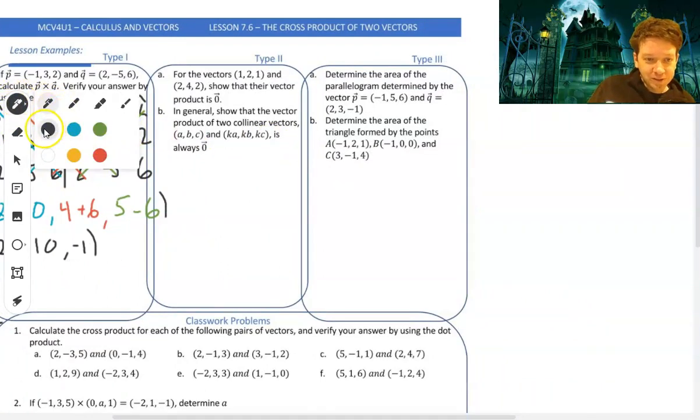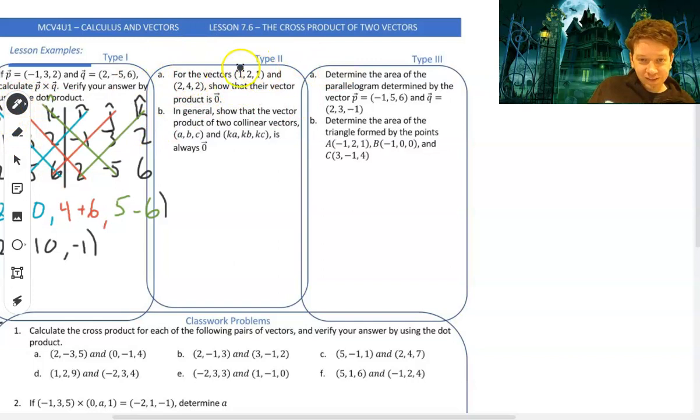Example number 2 says for the vectors 1, 2, 1 and 2, 4, 2, you can maybe already notice that these are collinear. Show that their vector product is 0. All right, so this is a question. Is the vector product or cross product of two collinear vectors 0? Well, let's test it. So 1, 2, 1 cross 2, 4, 2.